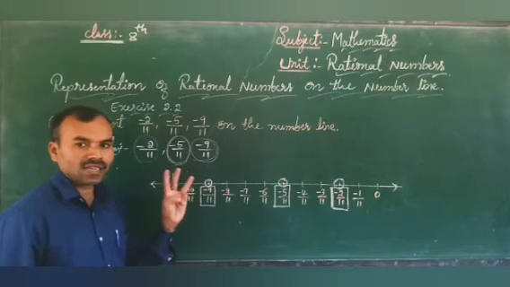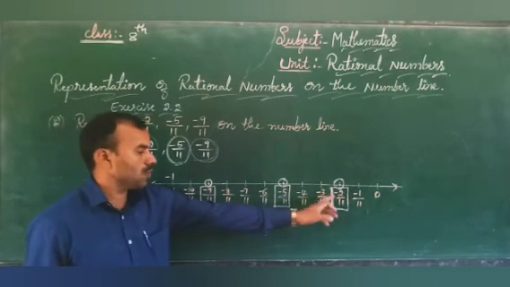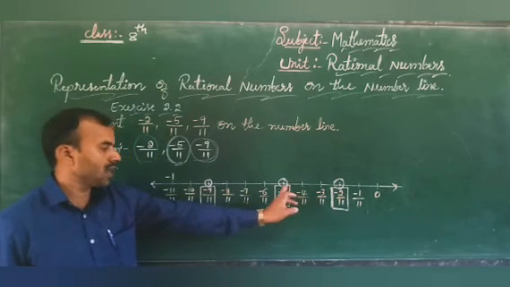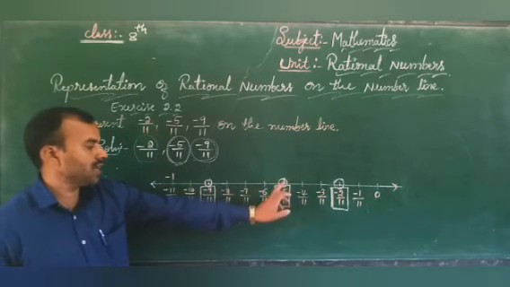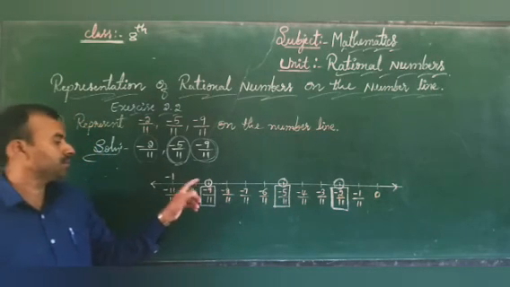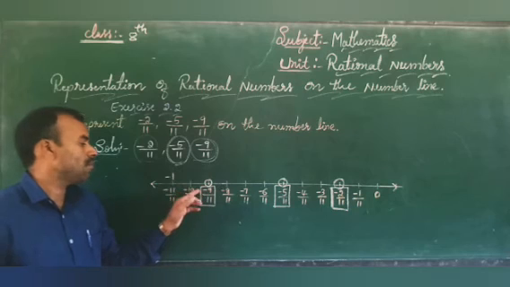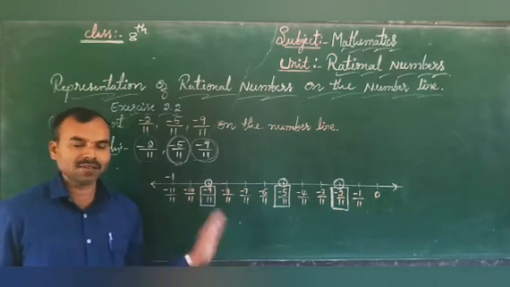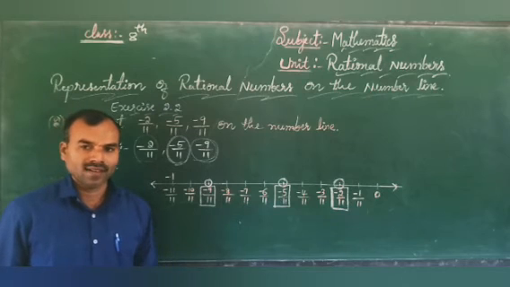3 rational numbers: minus 2 by 11. This point indicates minus 2 by 11, and here this point on the number line indicates minus 5 by 11. On this number line, this point indicates minus 9 by 11. It is very simple, right?